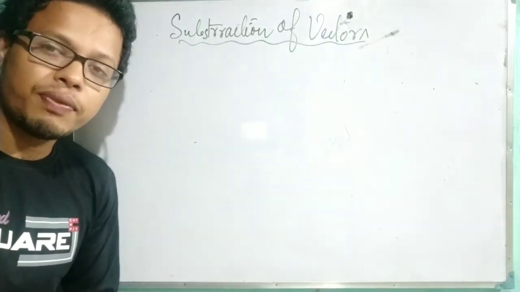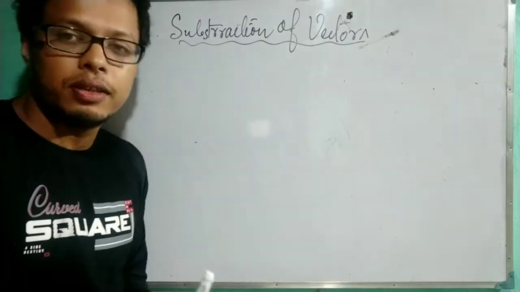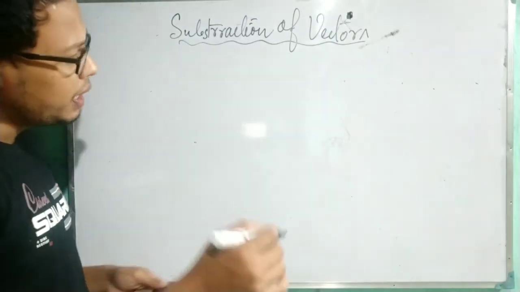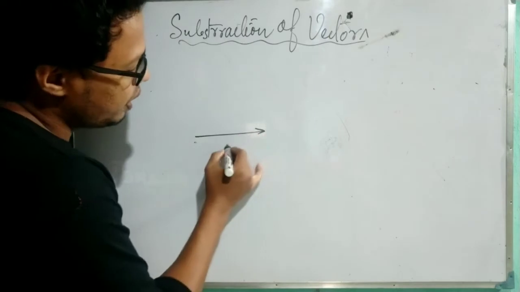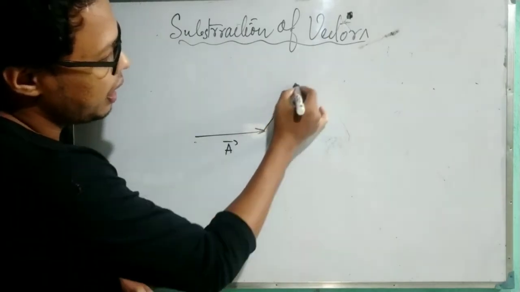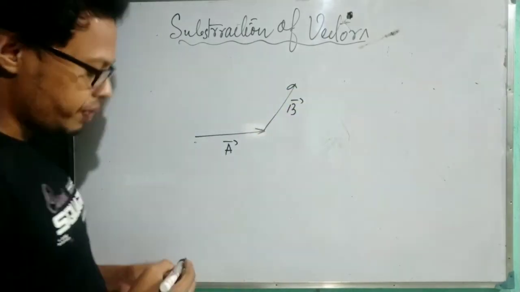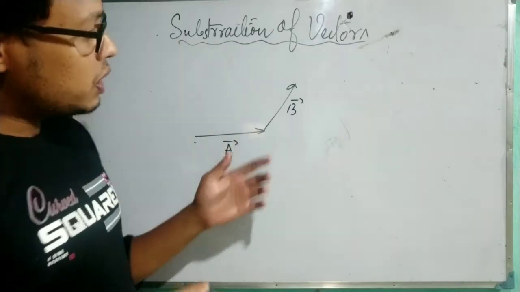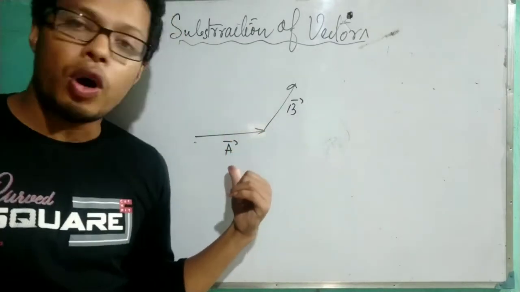Today I am starting from the subtraction of vectors. What is it? Think about you are given two vectors, A and this vector is B. Now how to subtract? Suppose B is to be subtracted from A.